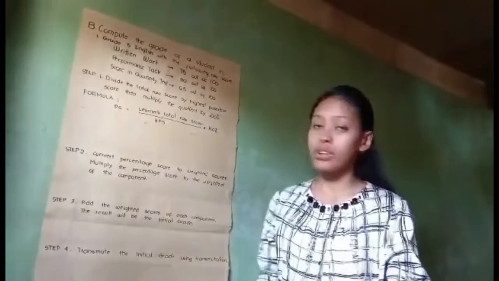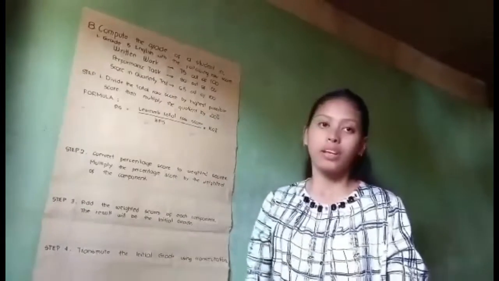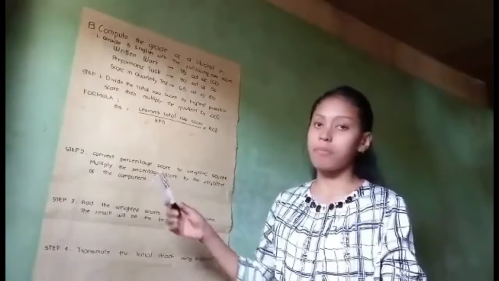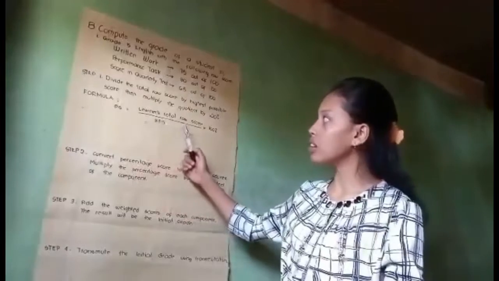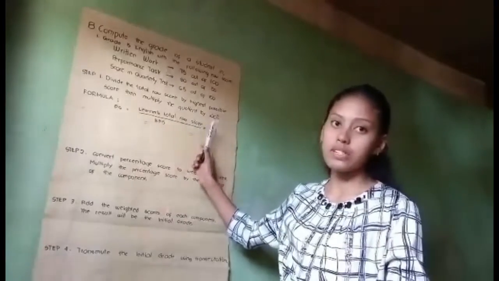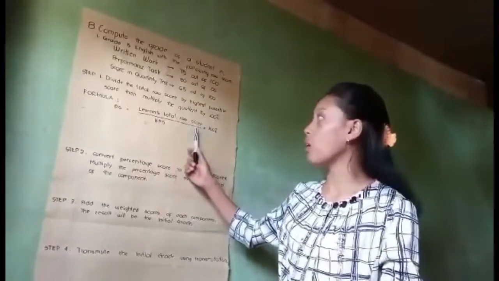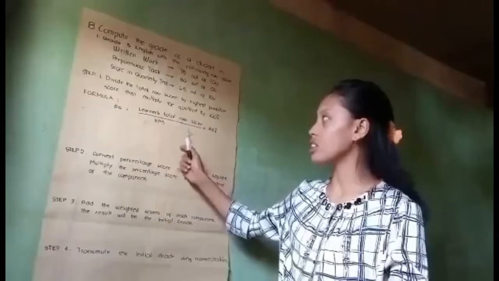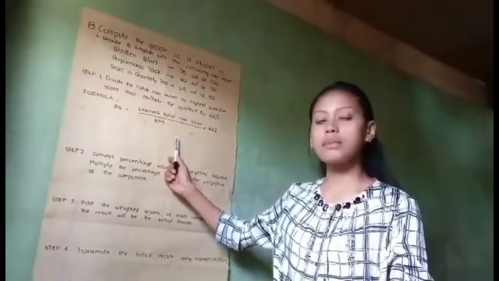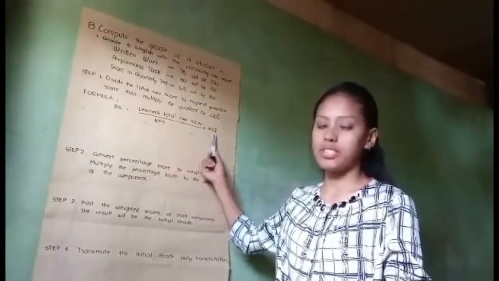To get the grade of a student in Grade 5 English, we have steps. First, divide the total raw score by the highest possible score. Then multiply the quotient by 100%. So this is the formula: percentage score equals learner's total raw score divided by highest possible score times 100%.